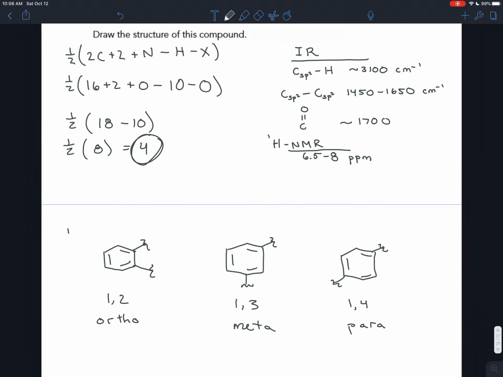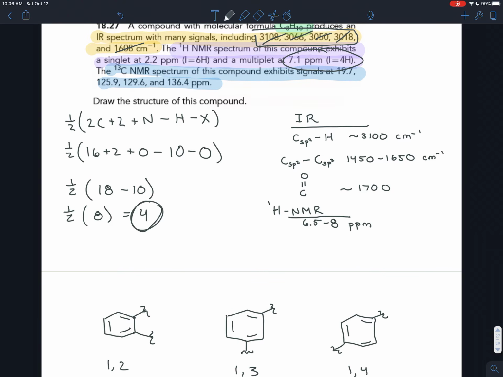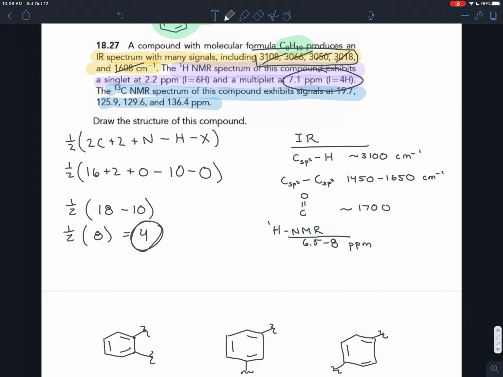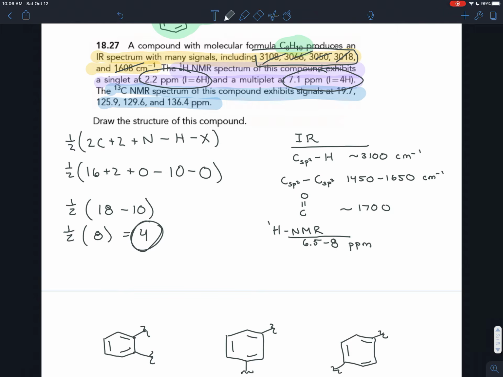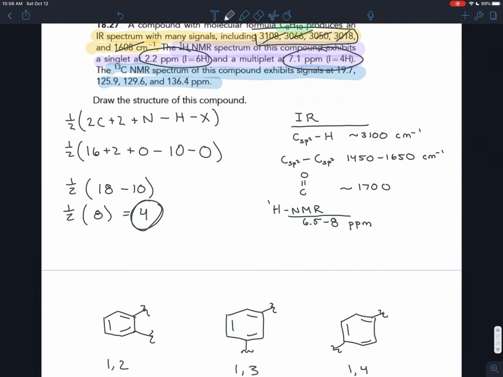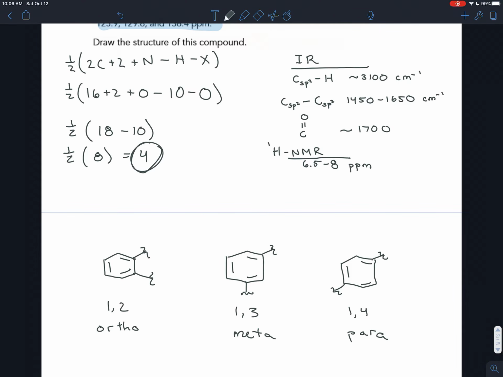So that's what we have so far. We know we have a benzene with 2 branches. We're not really sure whether it's ortho, meta, or para. Okay. They give us 2 other pieces of information. They give us another signal in the H1 NMR. Now the signal is at 2.2, and it has 6 hydrogens in it.